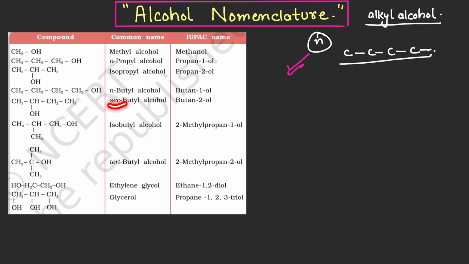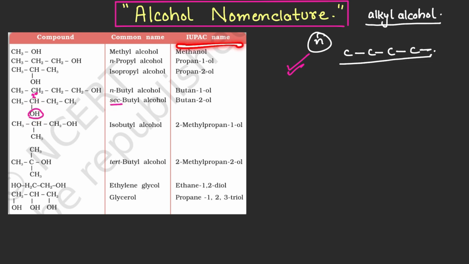Sec means secondary. We will use secondary only when the OH group is attached to the 2-degree carbon. Now what is a 2-degree carbon? A 2-degree carbon is the carbon which is further attached to 2 carbons. So this is your 2-degree carbon, and from this 2-degree carbon the OH group is attached. So we have to write secondary before the common name.